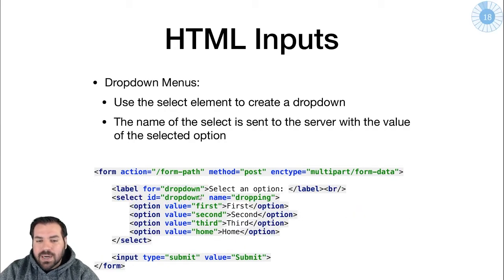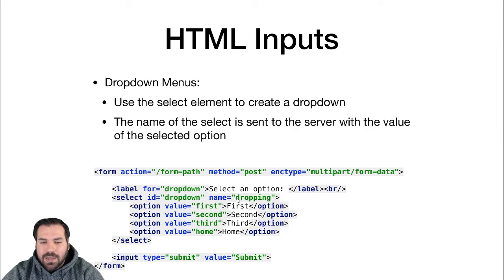Similarly, we can have drop-down menus. Drop-down a little bit different. We have the select HTML element with options contained in it. And this is going to list all of these options in this order in the drop-down menu. The name, this is what you're going to get on the server. You'll get a name with either first, second, third, or home. And keep in mind that the labels here, this is just the text for display to the user. What you're going to get on the server side is always the value attribute. And then when they submit, you'll get whatever they selected.